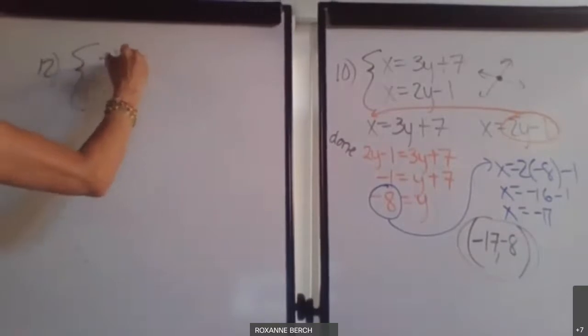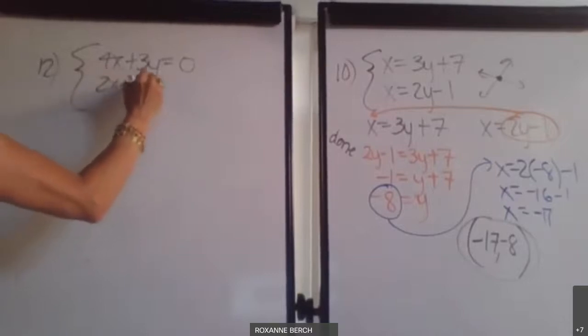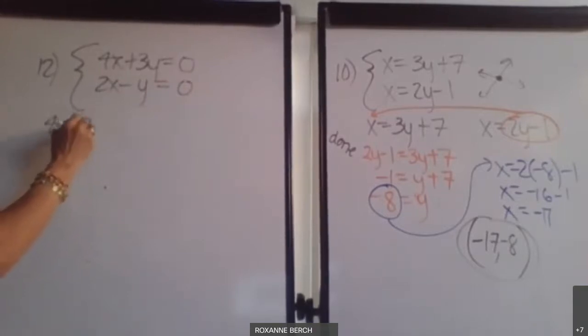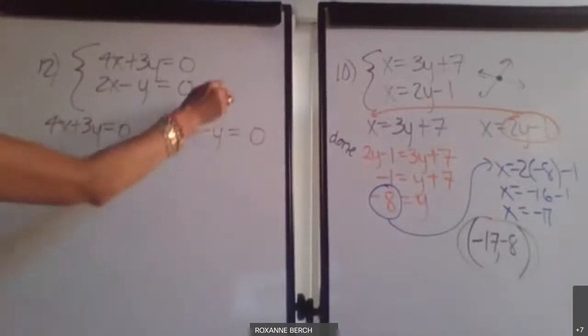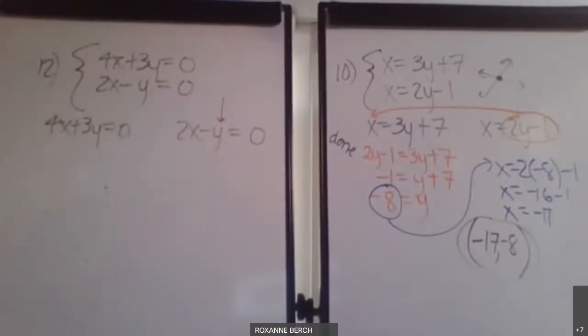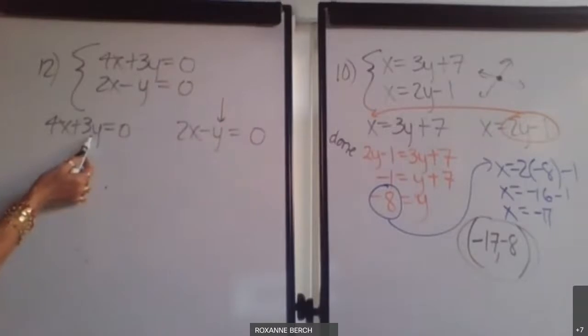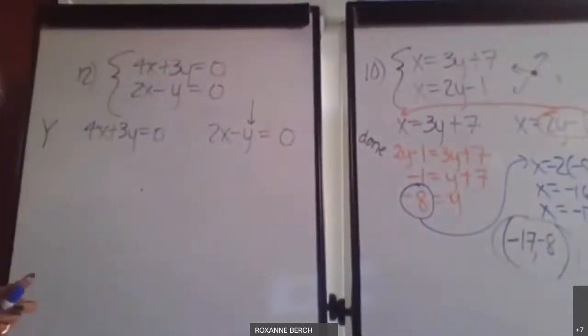It's 4x plus 3y equals 0, and 2x minus y equals 0. You're going to write them side by side, and you're going to solve for the easiest variable, and the easiest variable is that one. So you're going to solve for y in terms of x, and then substitute into y over here, and don't forget to distribute. When you're done, put a y in the chat saying you're done.